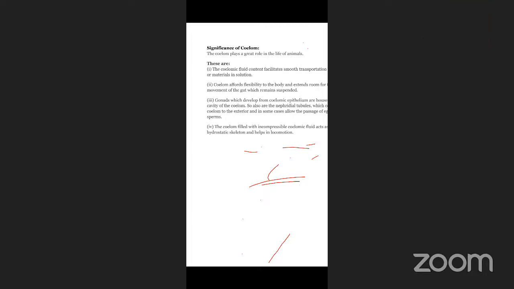Can you provide all the material? Yes, all the material you want. I'll put it in the common group. We have a WhatsApp group. I am not in the common group. Your number is not there. How can I join?